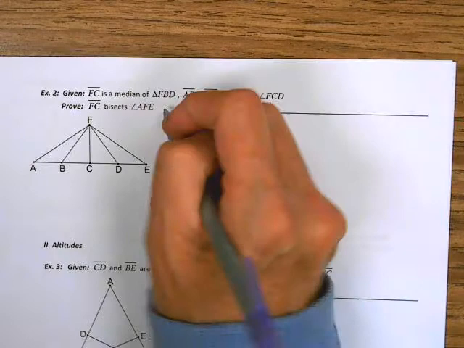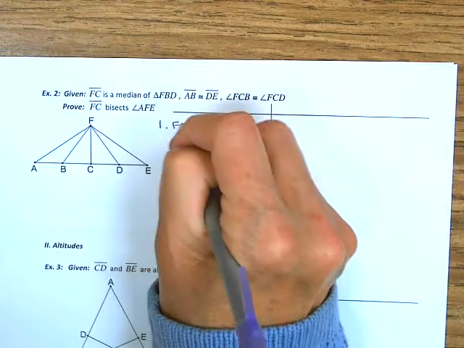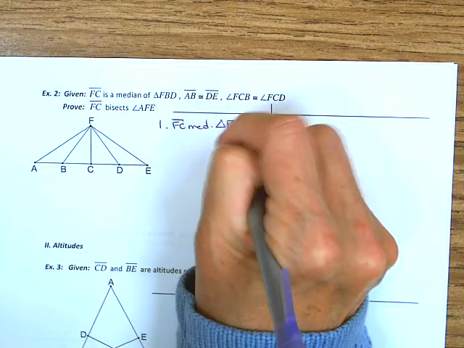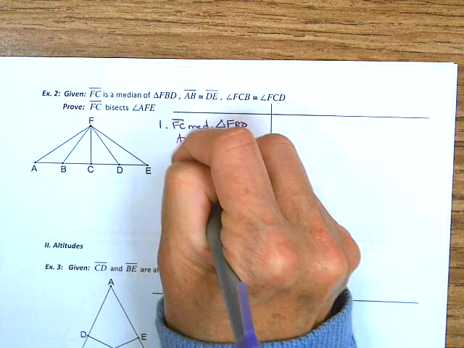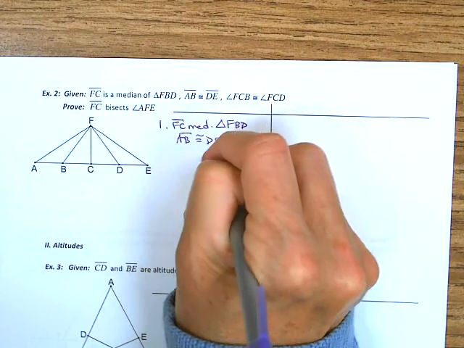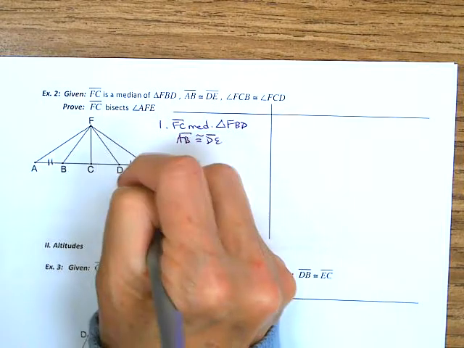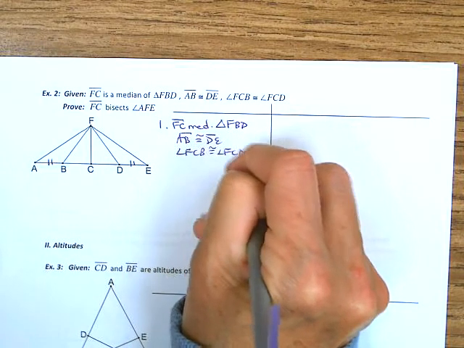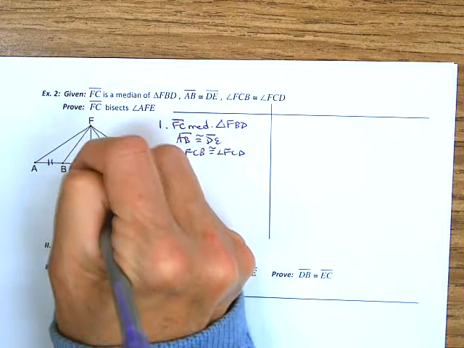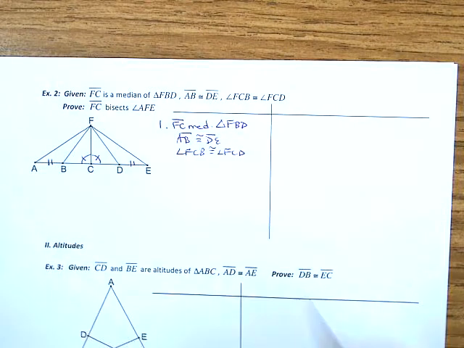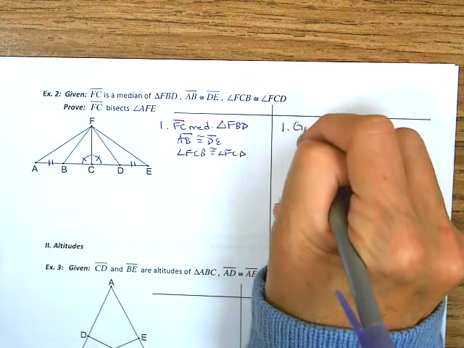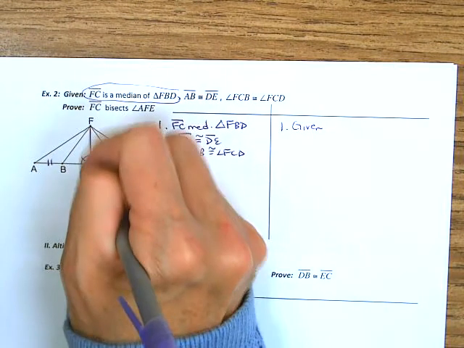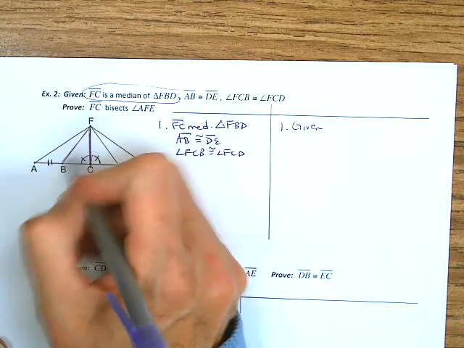Okay, so here's another median problem. This time we're given a median. Instead of proving one, we're starting with it. FC is a median of triangle FBD. AB is congruent to DE. I'll mark that. Angle FCB is congruent to angle FCD. FCB, FCD, those are those two. That's all given. Let's take a look at this median. I didn't mark that. FC is a median in this triangle right here.